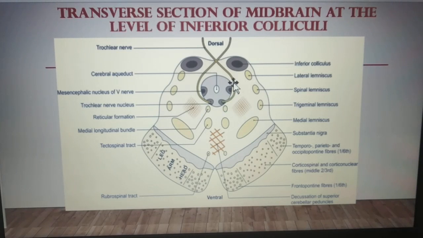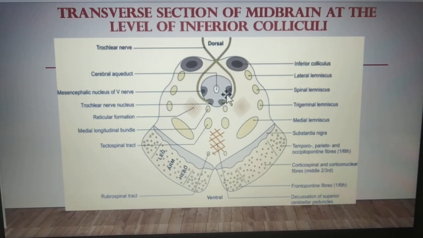So they run dorsally and they decussate in the superior medullary velum before they emerge out of the dorsal aspect, after which they will wind around the crus cerebri and reach the ventral aspect. So this is the trochlear nerve nucleus located at the periaqueductal grey matter region. Next will be the mesencephalic nucleus of the trigeminal nerve. This lies in the lateral part of the central grey matter.